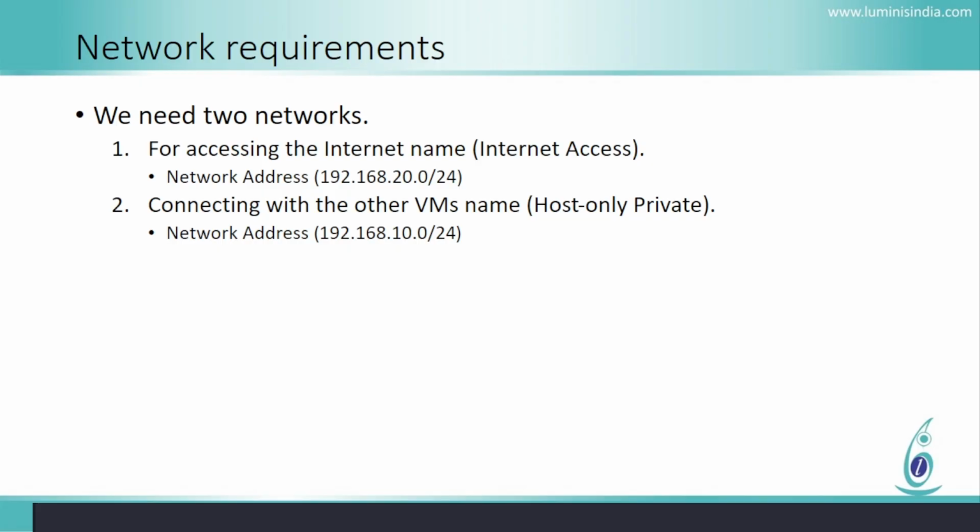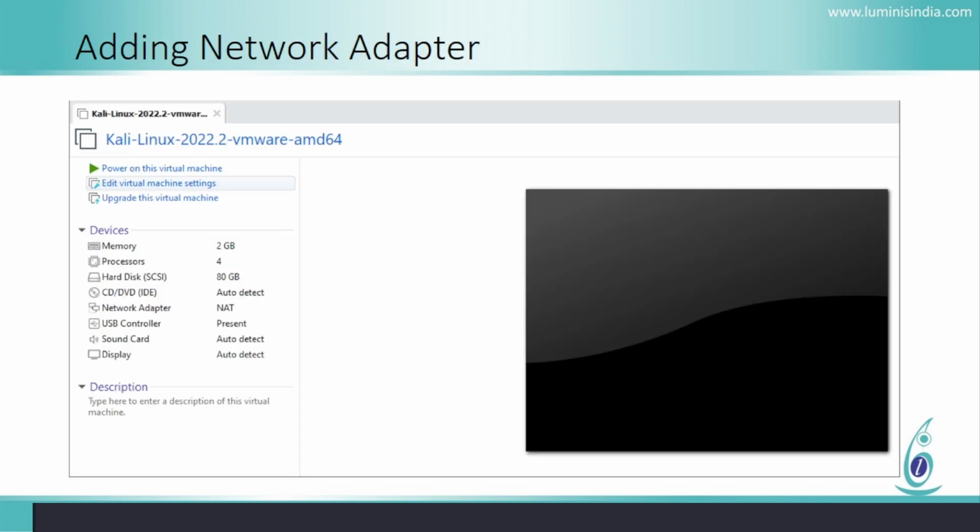Okay, and for that, for example, in our requirement we need two networks, one for accessing the internet, and for example I'm giving it the name internet access, and the network address I'm going to use is 192.168.20.0/24, and another for connecting with the other VMs, and I want to give that network the name host only private. Okay, and I want to use the network 192.168.10.0/24.